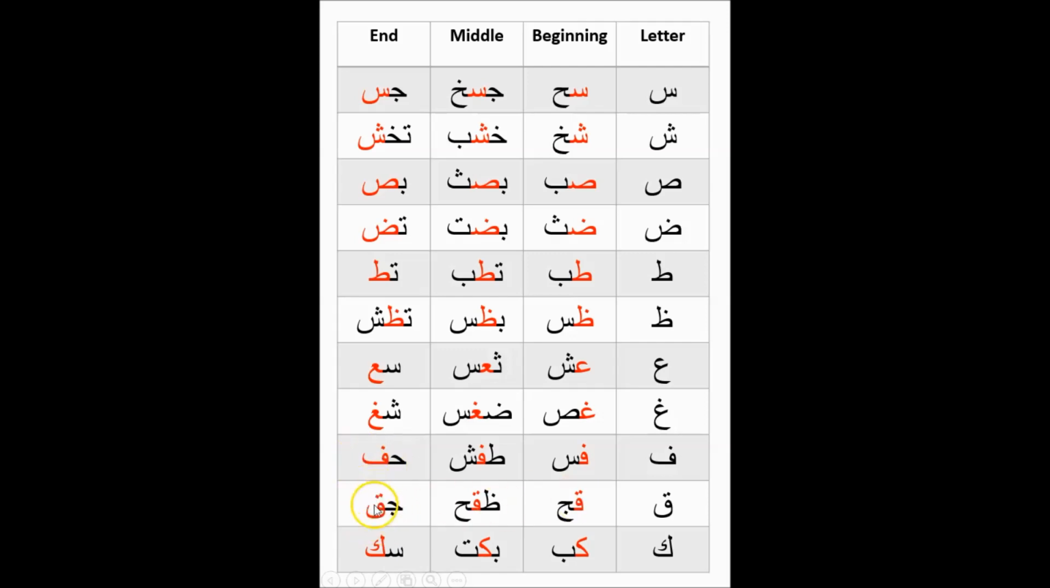Notice the Fa and the Qaf, you may get confused with it. However, always remember that the Fa is a long straight one and Qaf is a shorter circular shape with 2 dots.